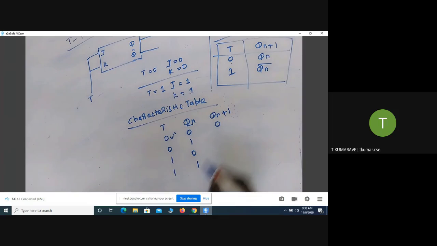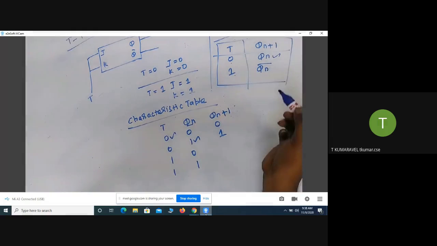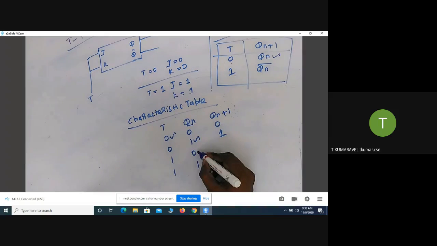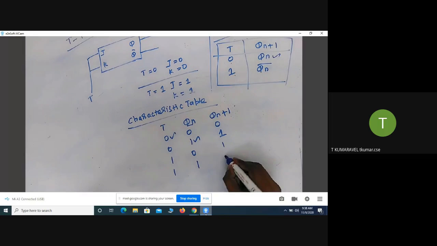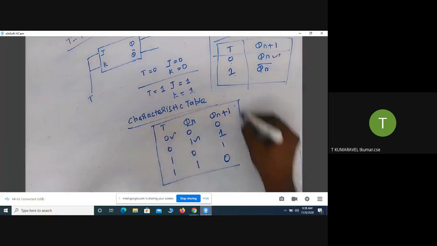Next, what is the next combination? My input is 0, so it will retain the previous state. What is the previous state? 1. So it will retain 1. What about the next? My input is 1. If the input is 1, it is going to be the complement of the previous state. What is the previous state output? 0. Its complement is 1. That is called the characteristic table. Is it okay for you?